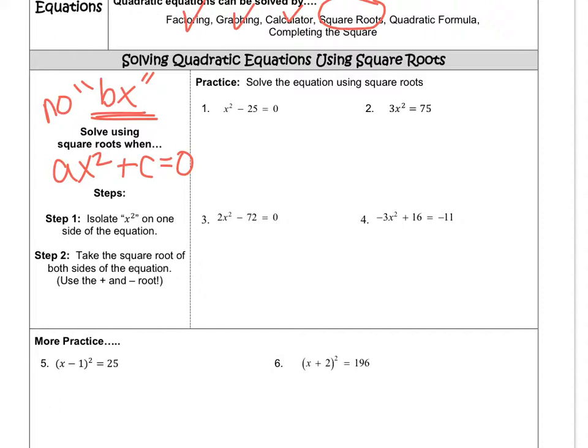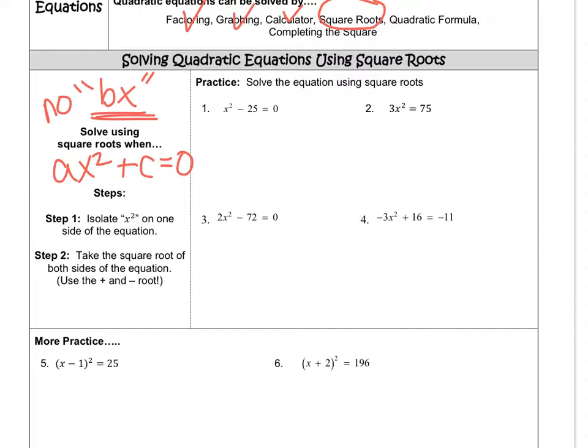So what we're going to do is follow these steps. We need to isolate our x squared on one side of the equation, and then just like we did a couple of lessons ago, we're just going to take the square root of both sides of the equation. And anytime we do that, we're going to end up with an answer that's plus and minus the root. So let's see how that works.